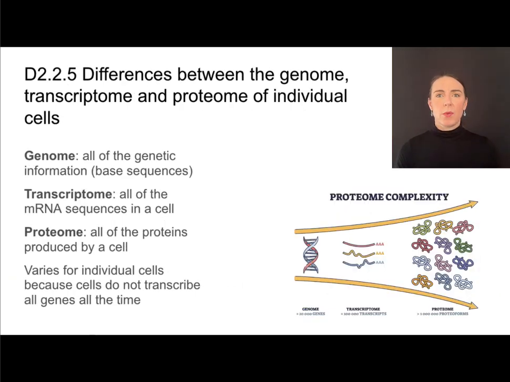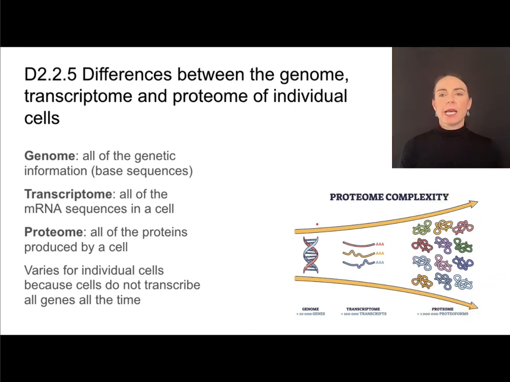And it's really important that we understand the relationship between genes and proteins. So the genome is all of the genetic information in a cell, right? So all of the base sequences. The transcriptome is all of the mRNA sequences that a cell can produce. Remember, this can be controlled in lots of different ways, and production of different mRNA sequences is definitely an option, especially when you think about post-transcriptional modification. The proteome is all of the proteins produced by a cell.